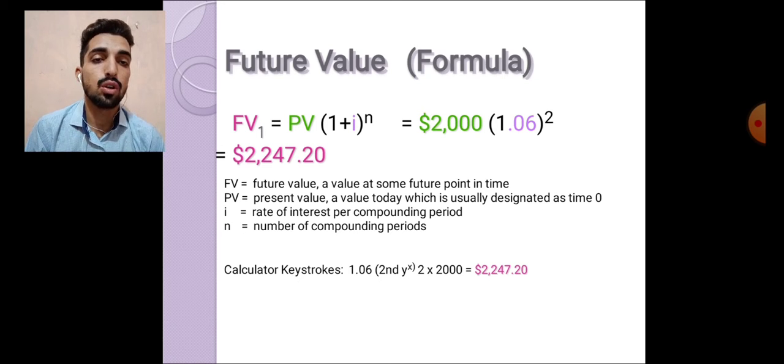Calculator keystrokes: 1.06, then 2, then y to the x, then multiplied by 2000, is equal to 2247.20.